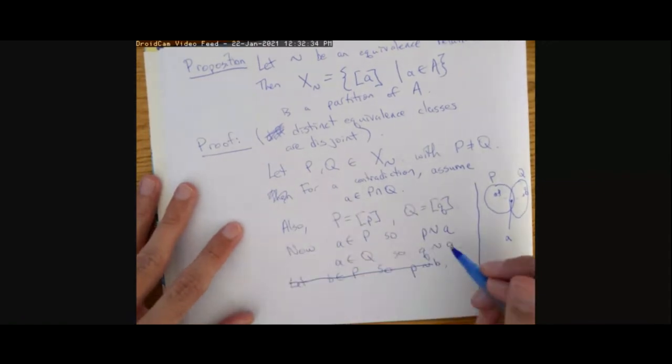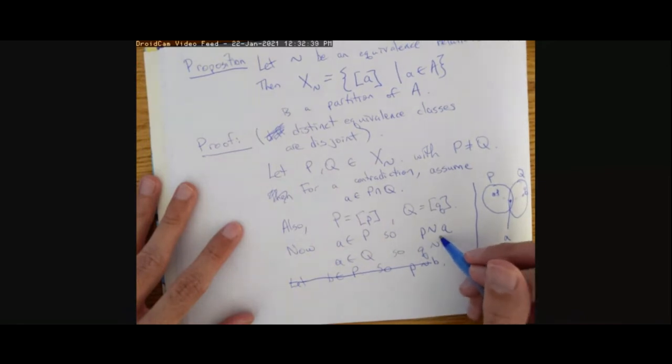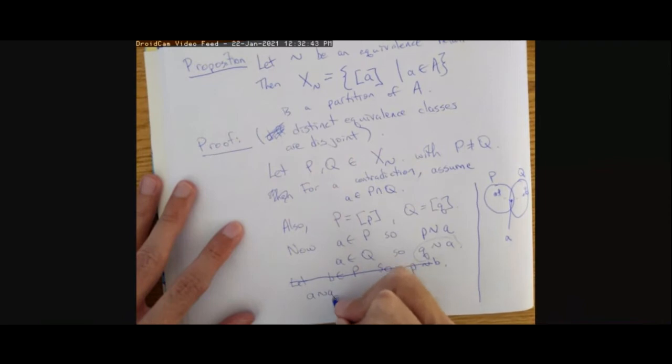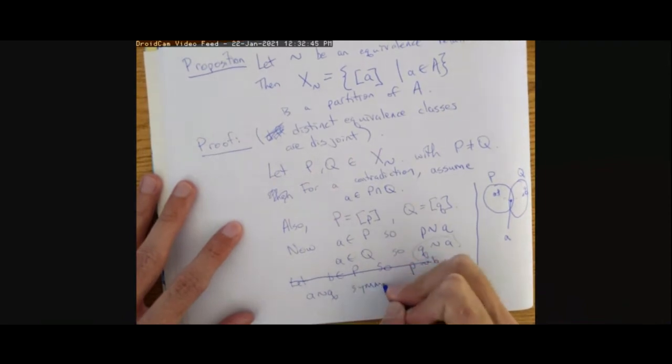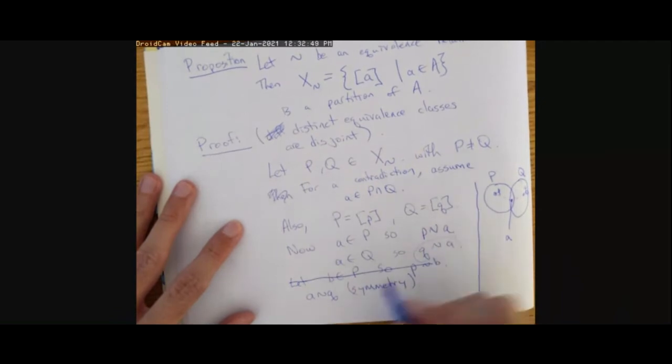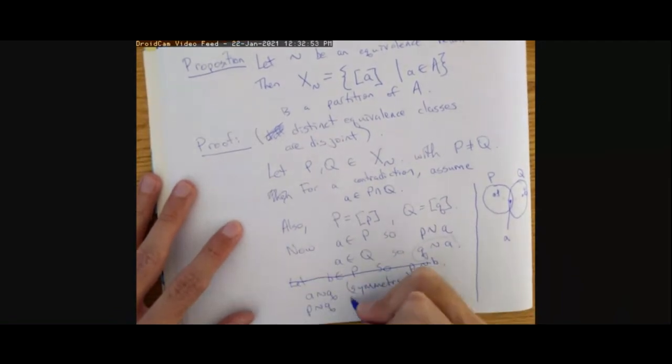Okay, so q is related to A, p is related to A. We can use symmetry to say that A is related to q by symmetry. Now, p is related to A and A to q, so p is related to q. That's by transitivity.